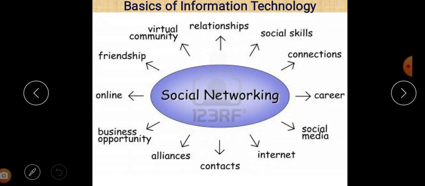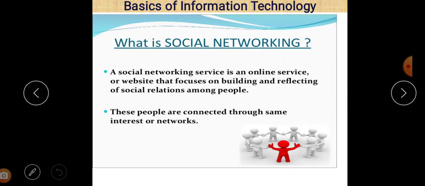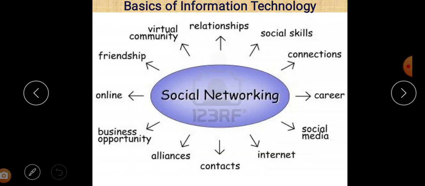The main purpose of social networking is that it gives you an online service that focuses on building and reflecting of social relations among people.